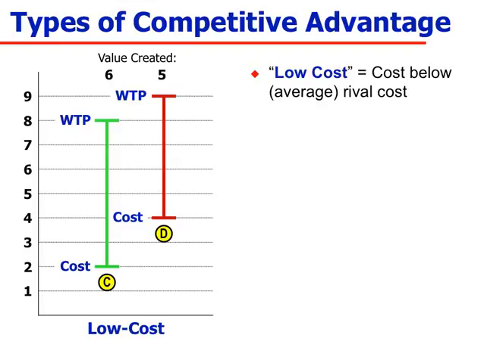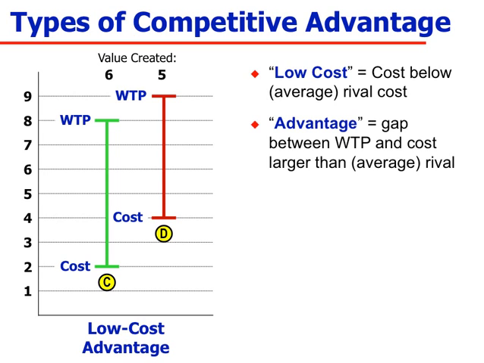But the other thing to point out is the value created, which is the willingness to pay minus cost. So 8 minus 2 is 6, and 9 minus 4 is 5. The value created for firm C is 6, and the value created for firm D is 5. And it is that which says that not only is firm C low cost, but firm C also has an advantage, because the gap between willingness to pay and cost is larger than the average rival's. So being low cost does not necessarily mean you have an advantage, but having a low cost advantage means you have a cost below the average rival's cost, and that your gap between willingness to pay and cost is larger than the average rival's.